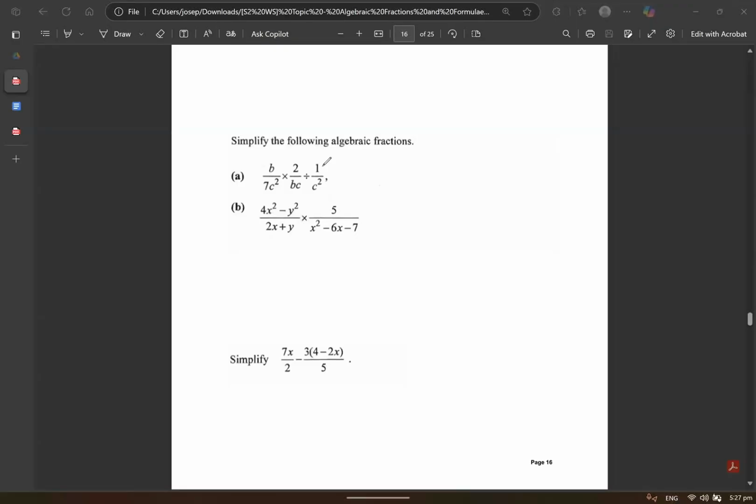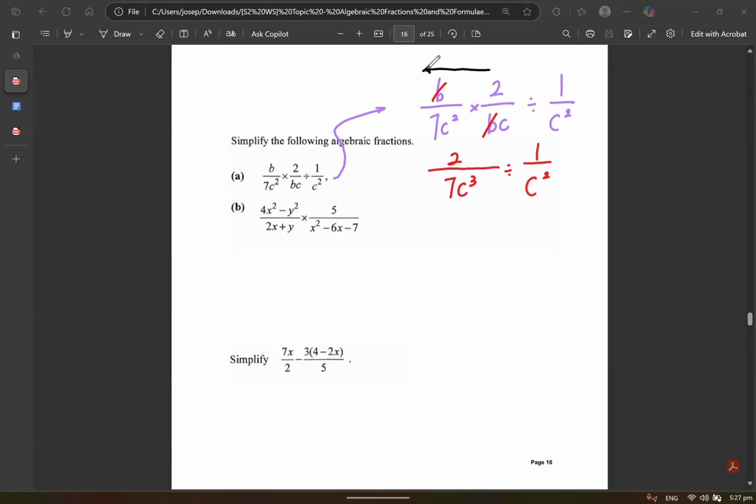The next one, I'm looking at this one over here, okay? So B over 7C squared times 2 over BC divided by 1 over C squared. What you want to do first? Well, if you can cancel away, you can cancel this, right? So you get 2 over 7C cubed divided by 1 over C squared. You saw how I actually focused on the first two first, all right? I ignored the last one.